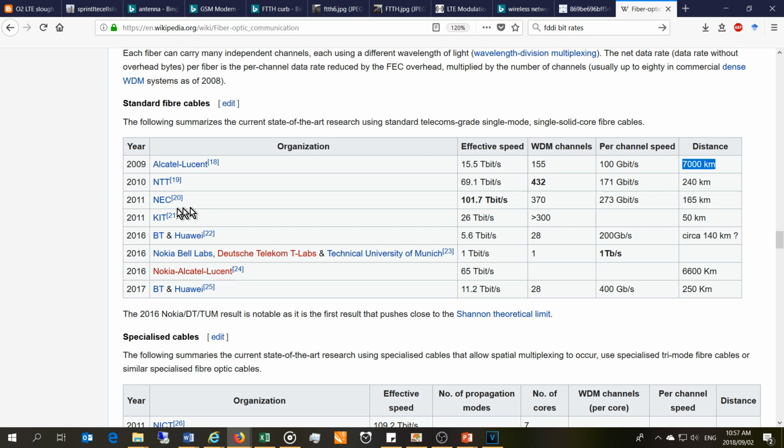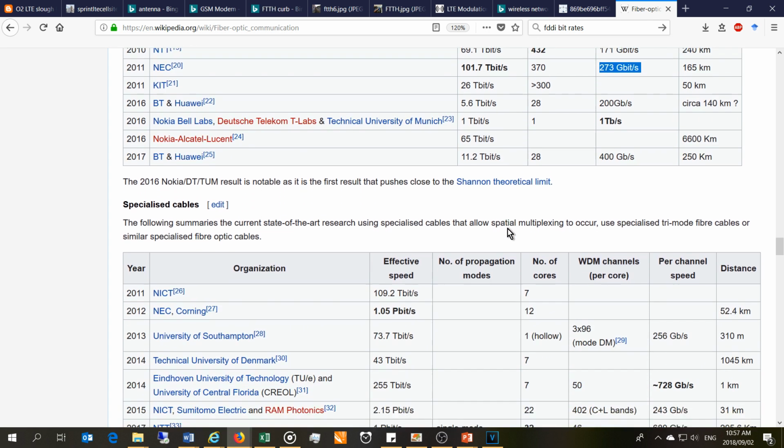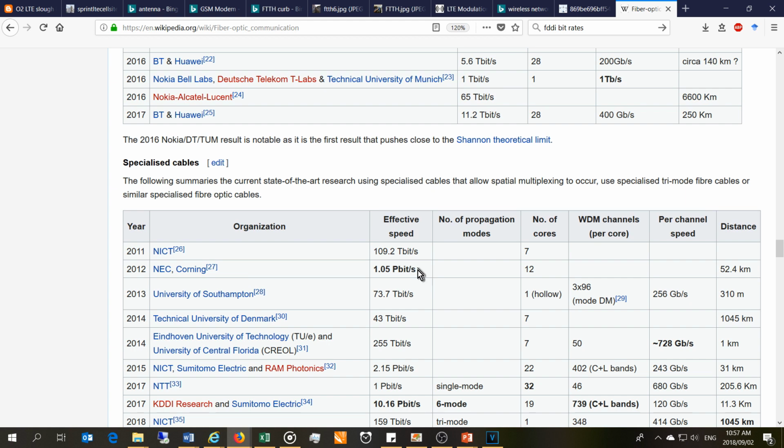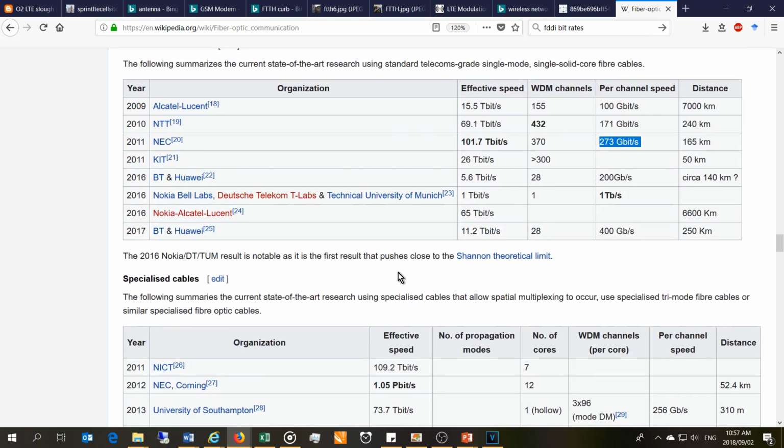And then just look at this one, NEC. We're looking at 101 terabits per second, and you can have a look at the per channel speed is exceptionally high. And I have seen one here that was petabits, which I think they are, you can see here, 1.05 petabits. So a lot in store for the future.